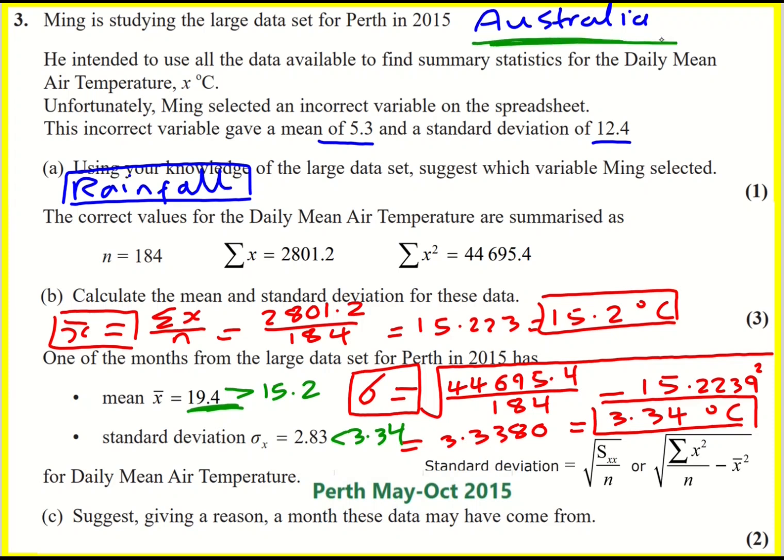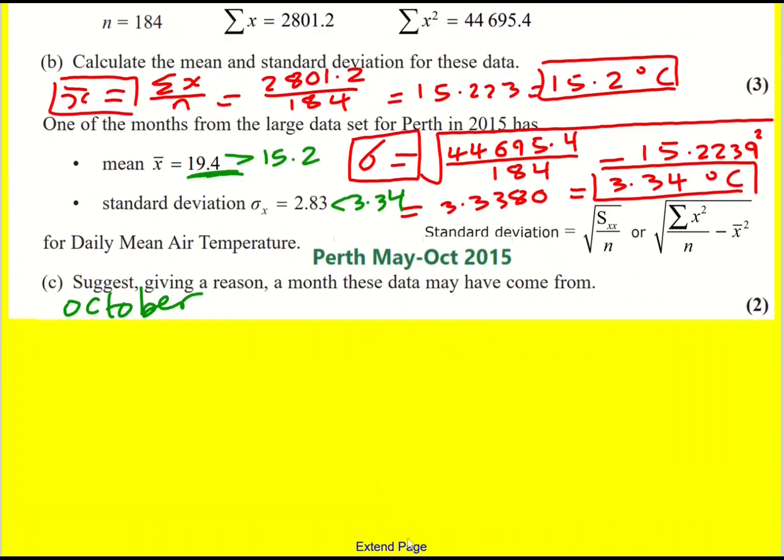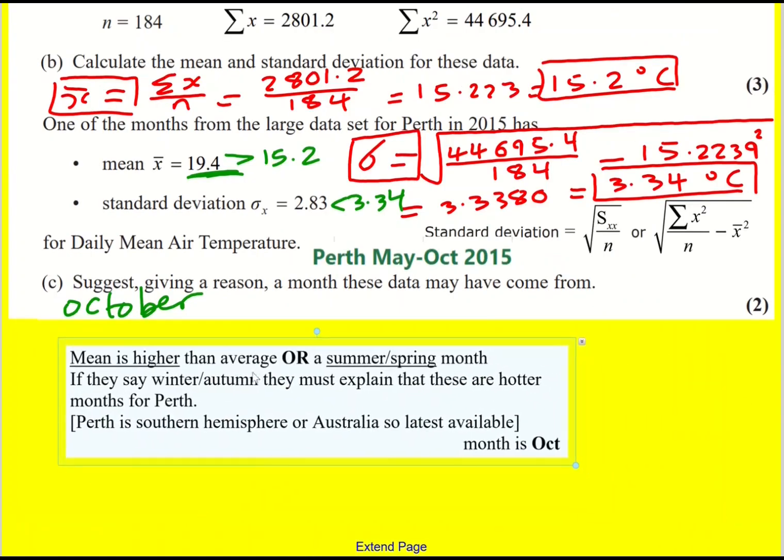Now, this is where Australia comes back in because remember, it's going to be warmer in the months around October, November, December than in, typically, like the UK summer where June, July is warmer. So our answer needs to be October. And our reasoning is along the lines of what I've said. So the mean is higher than average, or it's a spring month in Australia. You could say winter or autumn, but you need to explain that this is going to be hotter in Perth. And yeah, so that is our answer.